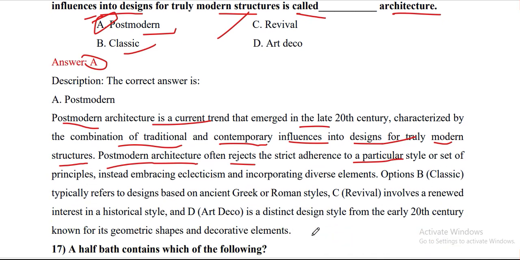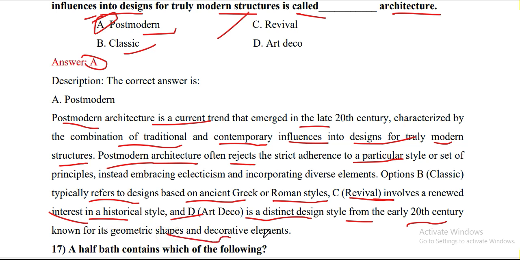Option B, classic, typically refers to design based on ancient Greek or Roman style. Option C, revival, involves a renewed interest in historical styles. Art Deco is a distinct design style from the early 20th century, known for its geometrical shapes and decorative elements. So the best answer is postmodern. A is the best answer.